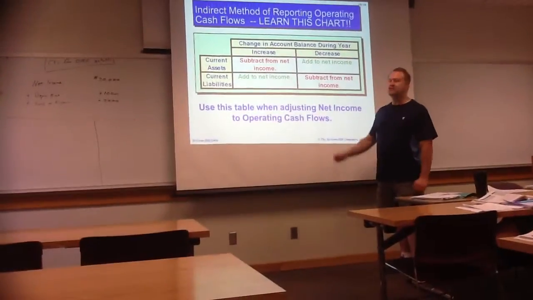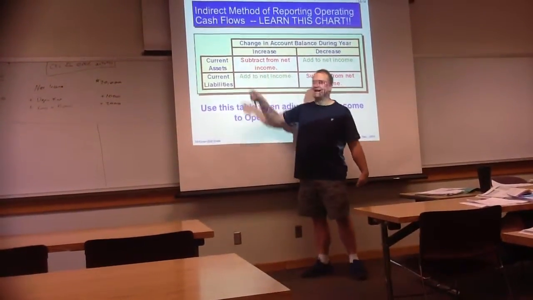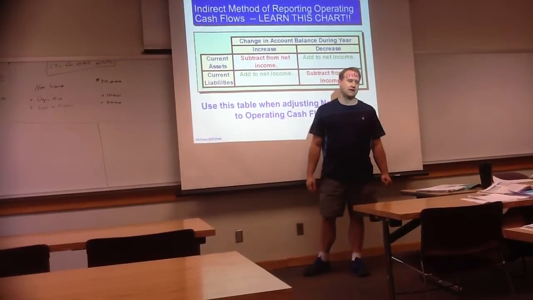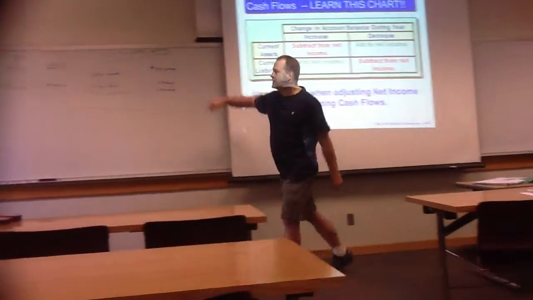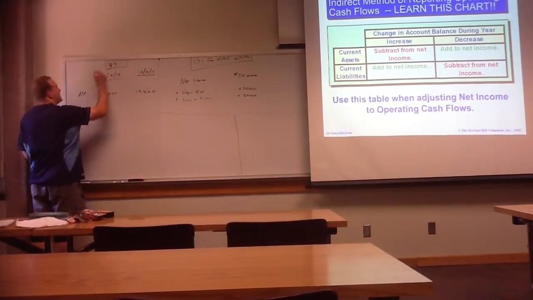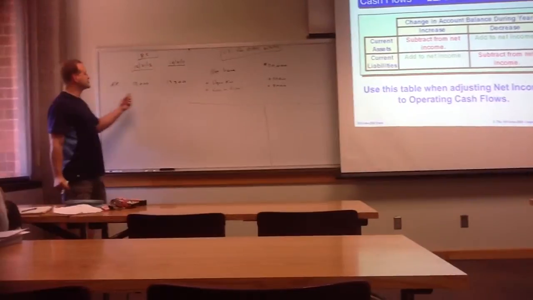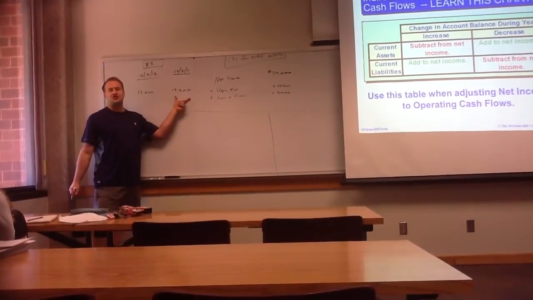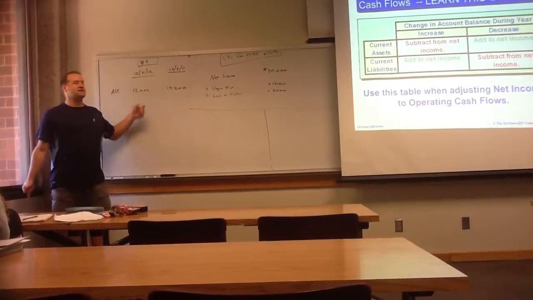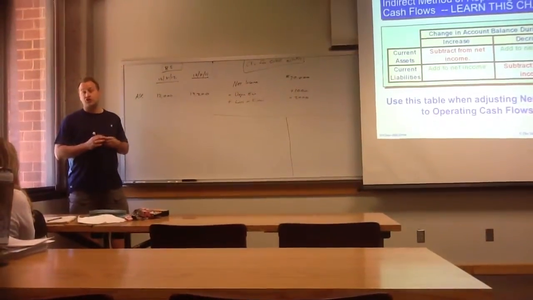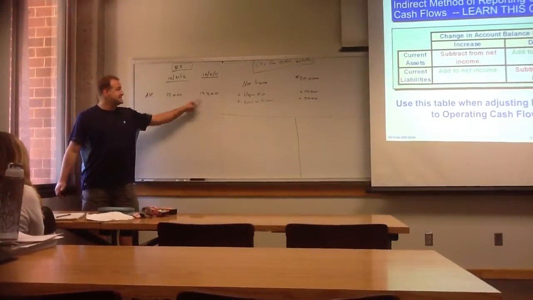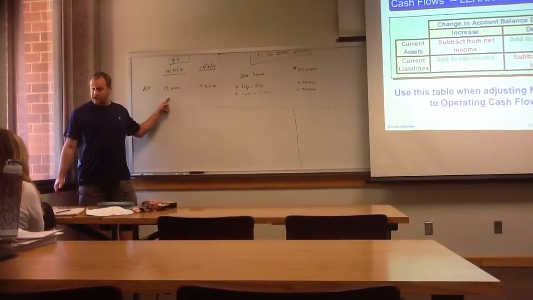We're going to analyze the change in current assets and in current liabilities. Let me give you an example. Let's say we're looking at a partial balance sheet, not an income statement, but a balance sheet, and the accounts receivable was $13,200 at the beginning of the year, and now it's $12,000. So accounts receivable is a current asset, correct? And it decreased by $1,200, correct?